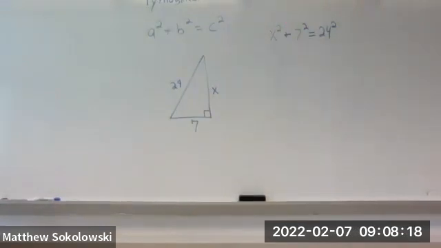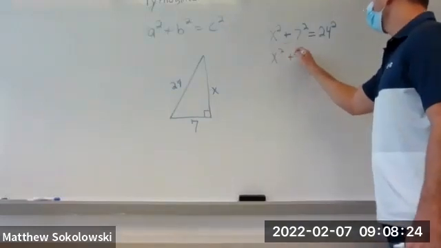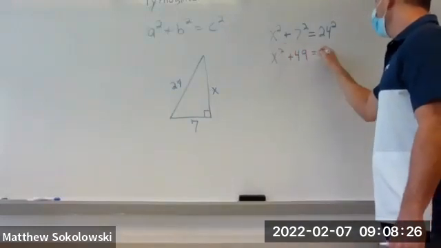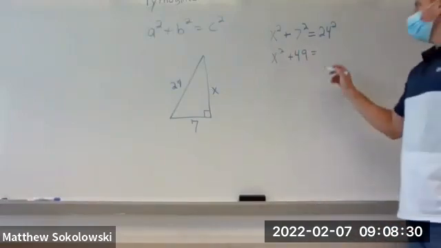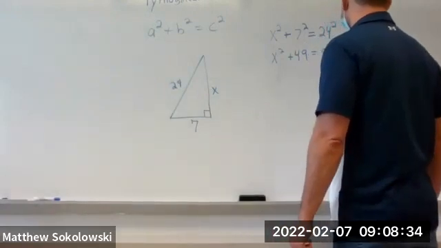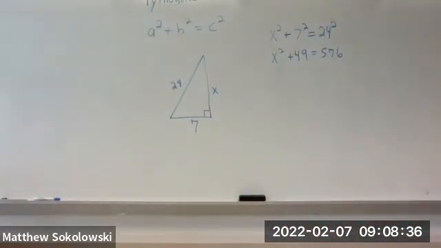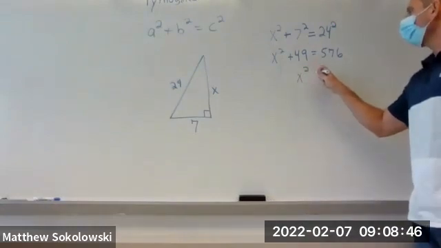Now we solved quadratics like this last week. We just undo the order of operations. X squared plus 49 equals 576. Okay. Subtract 49 from both sides, x squared.